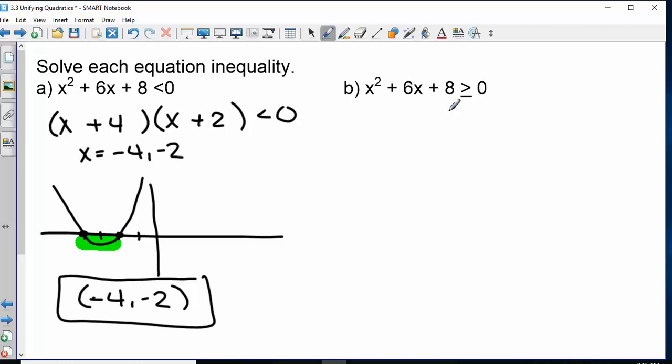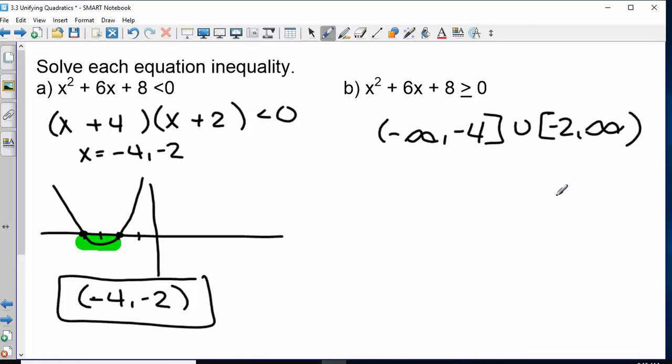B, I did the same equation, but this time I asked when it was greater than or equal to 0. So we don't have to rework everything. We already have the graph. If I want greater than or equal to 0, it would be bracket, negative, bracket, negative 2. Good. Is that one okay?